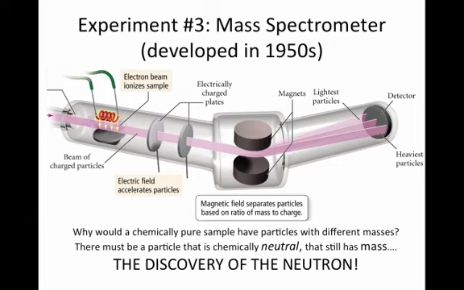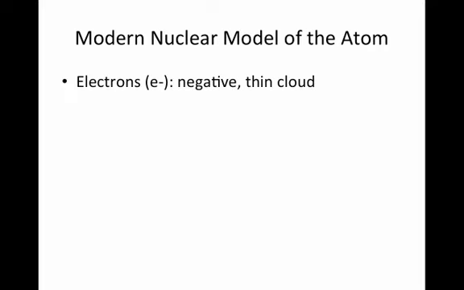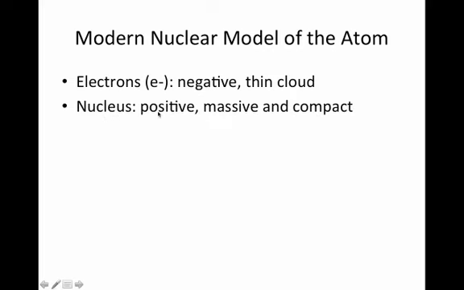So now, what do we have? With these three experiments, we've shown that we've got electrons that are negative. We know that from the cathode ray experiment. They form a thin cloud. We know that from the gold foil experiment, so they don't deflect the alpha particles. And we know we have a nucleus from the gold foil experiment. We know it's positive, massive, and compact. And inside that nucleus, we know there must be neutrons that are chemically neutral, but still have mass, which then just leaves, well, where does the positive charge come from? That must be from the protons. So we have our modern nuclear model that has electrons, neutrons, and protons.